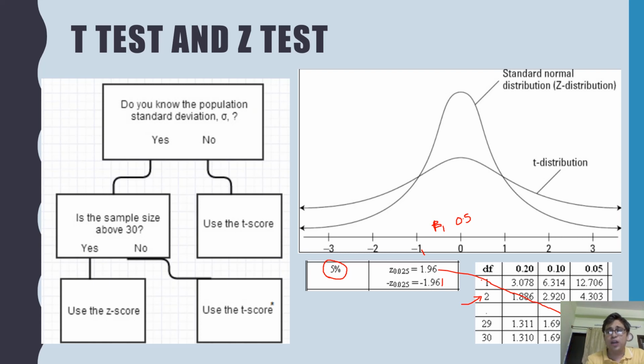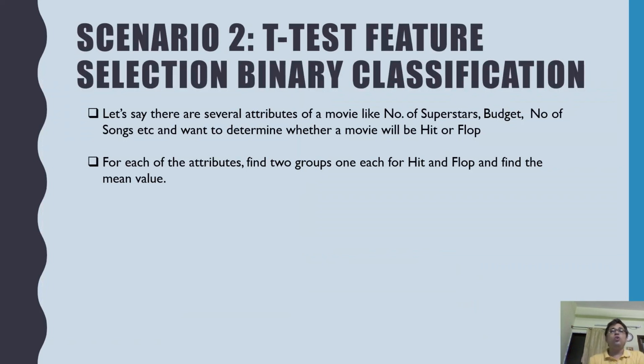This is your scenario 1. In scenario 2, you intend to use the t-test for feature selection for a binary classification problem. Binary classification problem means that you have 2 classes. Let's take another case where there are attributes like number of superstars, budget, and number of songs for a movie, and you want to determine whether the movie will be a hit or a flop. So these are your 2 classes.